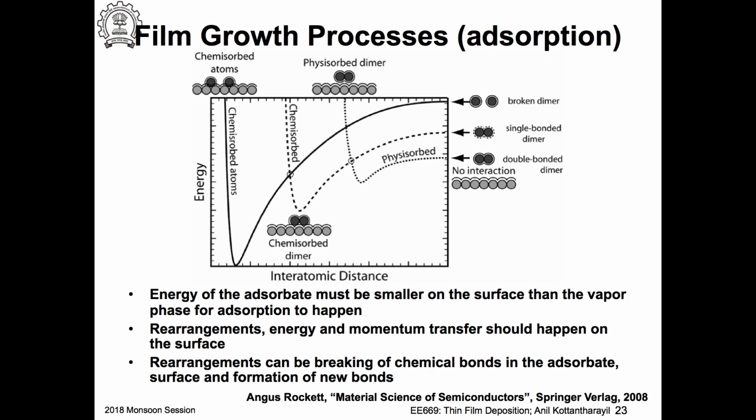Now the reverse process is actually, you can control the whole deposition process, nucleation and film growth, by providing energy on the surface by various means. Thermal energy, we can provide energy from plasma, accelerated particles, and so on and so forth.